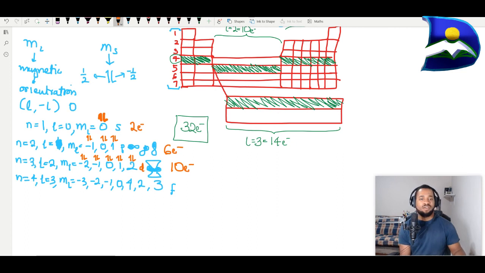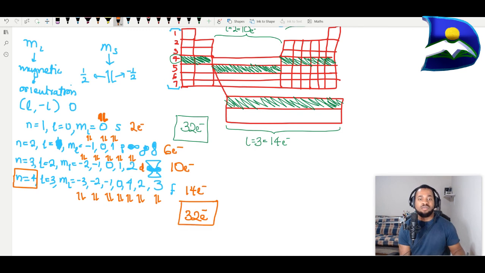And finally, for our f orbital, since we have 7 suborbitals, we add 1 electron to each of them first, and then we pair up. Once you add all these electrons together, you have a total of 14 electrons. So once we add 2 plus 6 plus 10 plus 14, because we are dealing with n equals 4 for the principal quantum number, the total number of electrons is 32.